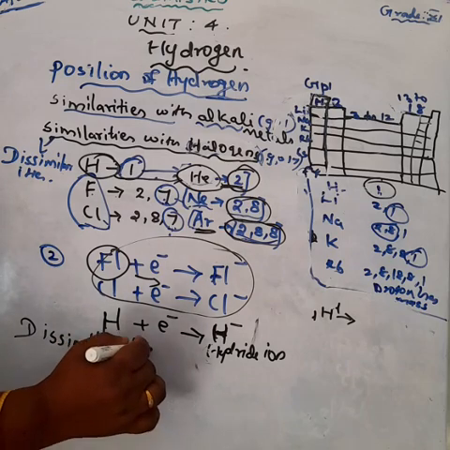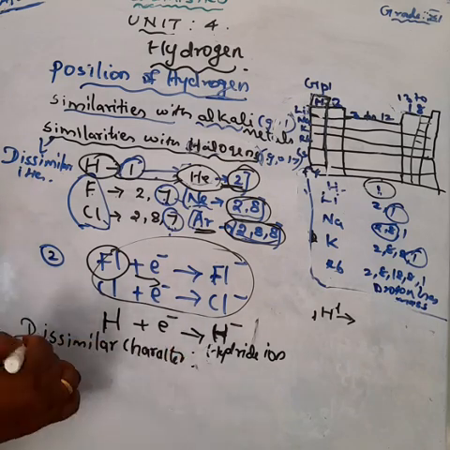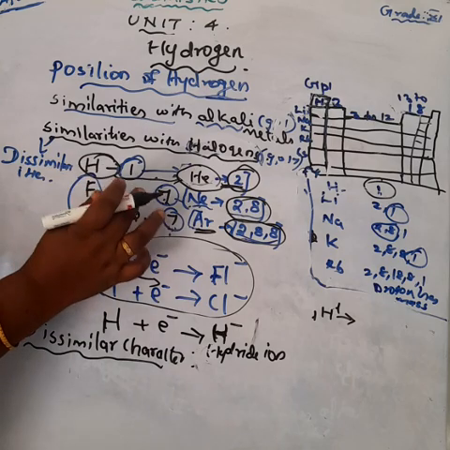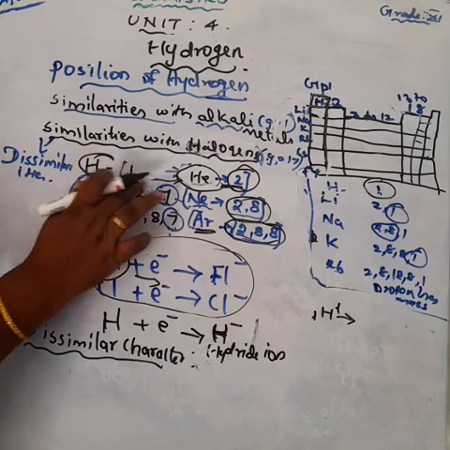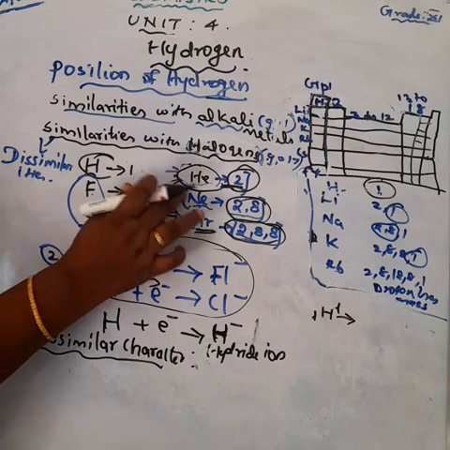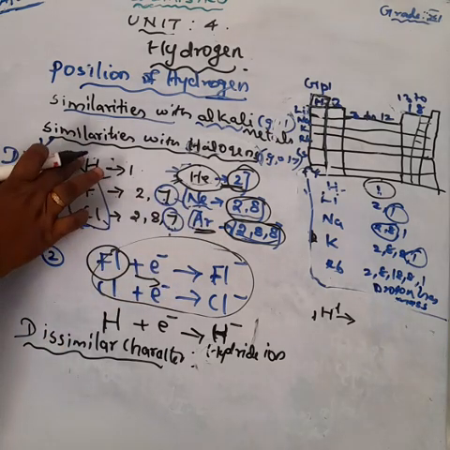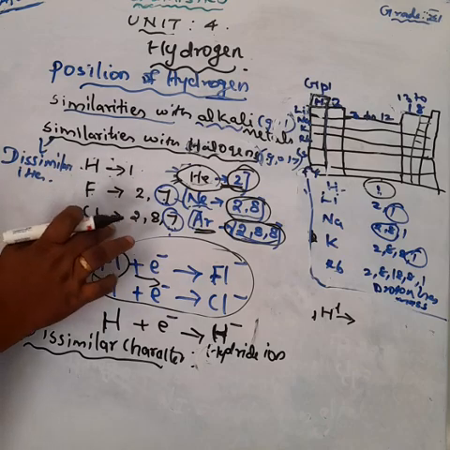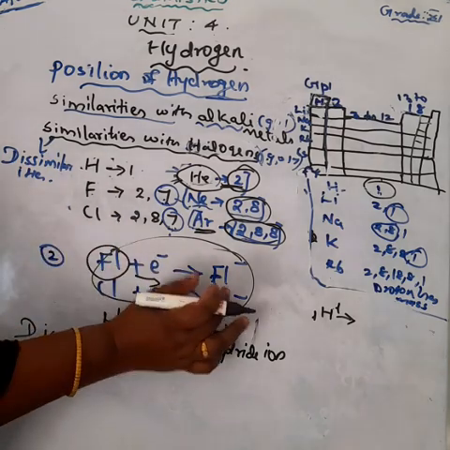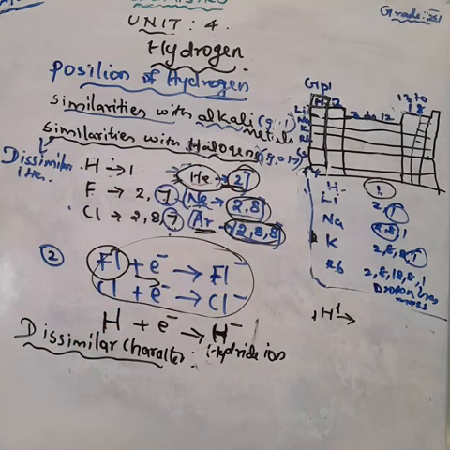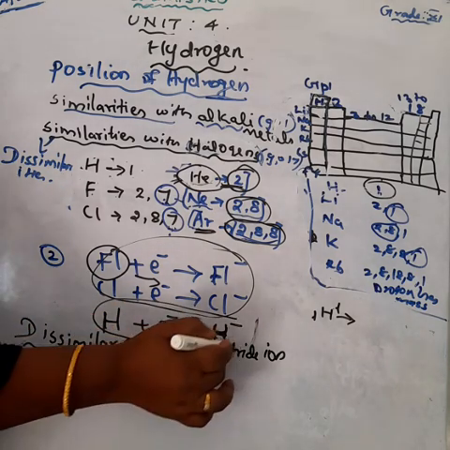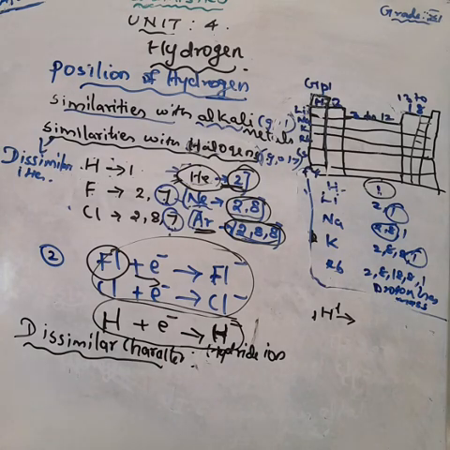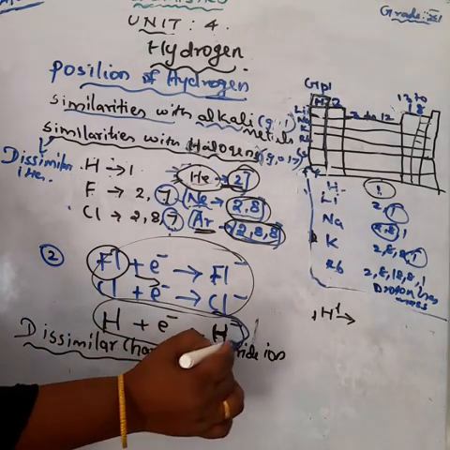All the halogens have one electron less than the nearest noble gas configuration. Like that, hydrogen has one electron less than the nearest noble gas, that is helium. So all the halogens try to gain one electron to form their respective ions. Like that, hydrogen also tries to gain one electron to form the hydride ion, to get the complete doublet structure. This is the similarity between hydrogen and halogens.